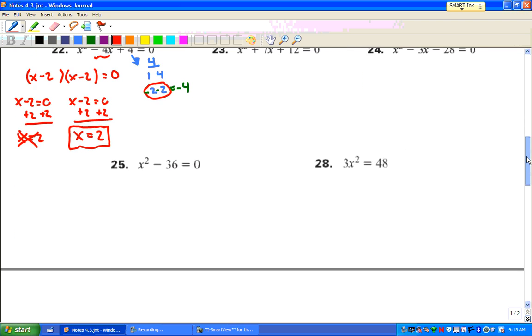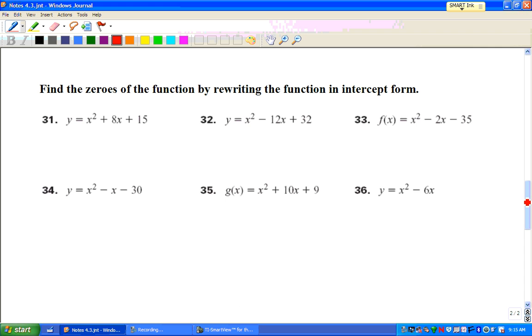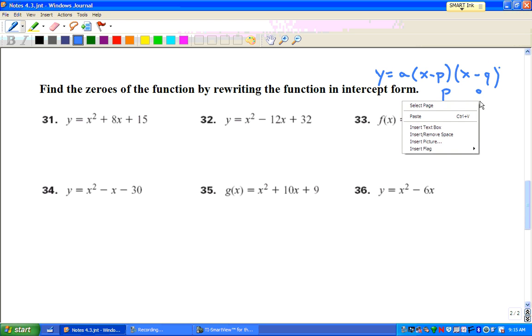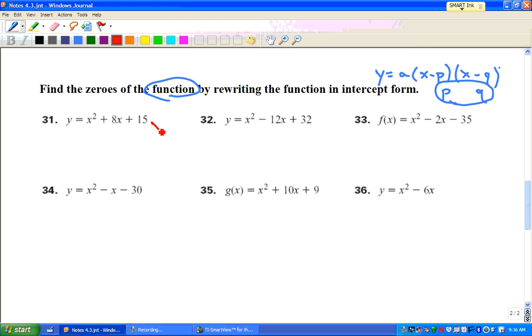The last part of that I want you guys to know for this is finding the zeros of a function. And that's by rewriting it into intercept form. And remember, intercept form was this: y equals a, and then you got x minus p, and then you got x minus q, where your p and your q are going to be your roots. Okay? So the same idea here. Instead of setting it equal to 0, we're going to set it equal to y. So now it's a function, but we're still going to factor it.